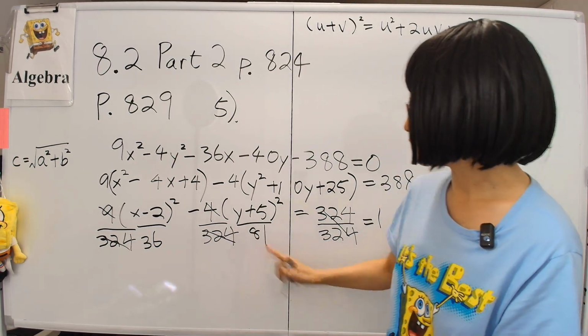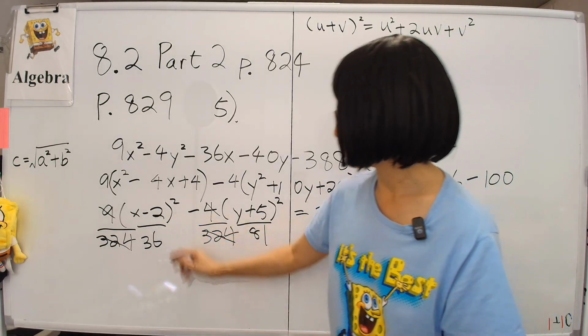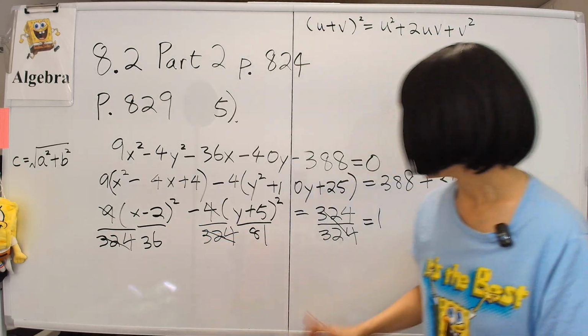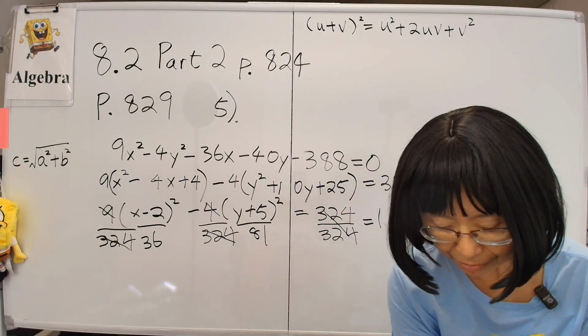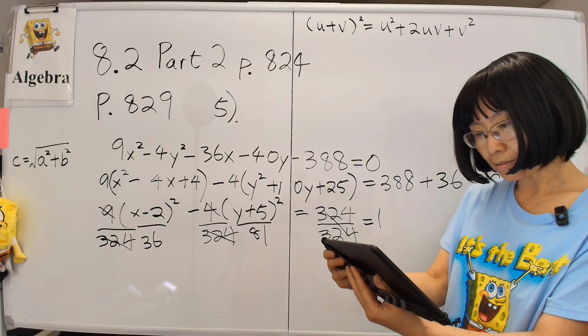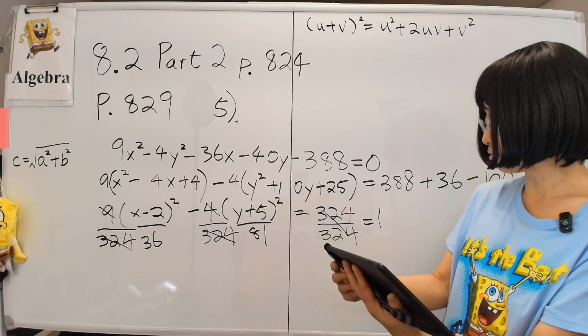And that is our equation. That (x minus 2) squared over 36 minus (y plus 5) squared over 81 equals 1. That is our equation. But what were we supposed to do here again? We are supposed to graph this thing, all right?